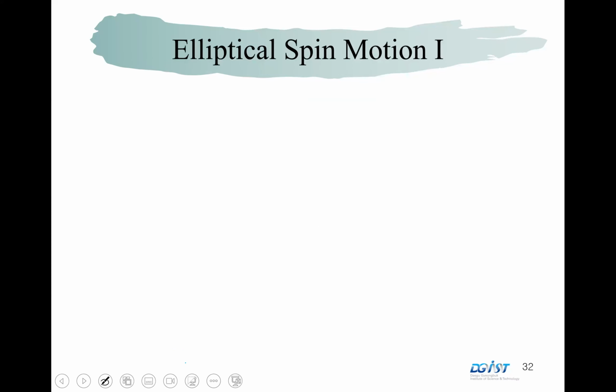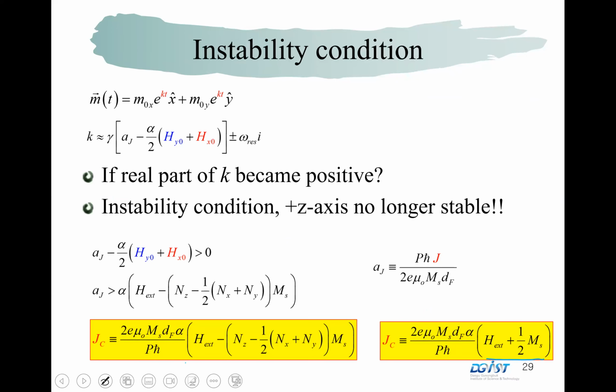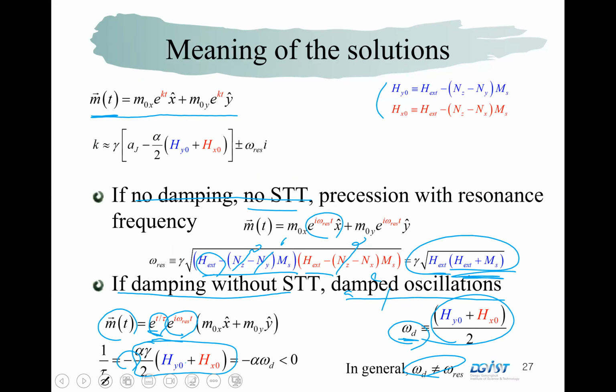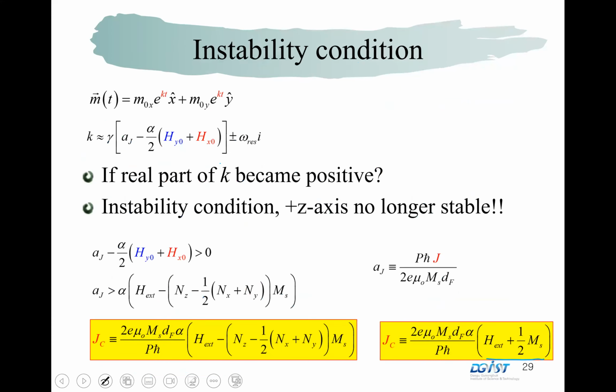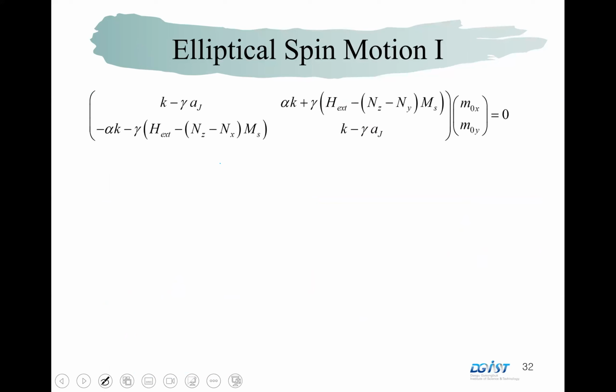Okay, so we obtained this by solving this differential equation. We are only talking about the k value that corresponds to the time-dependent behavior of the magnetic moment, right? We solved that the imaginary part corresponds to the precession frequency, and the real part will determine the damping or the switching.